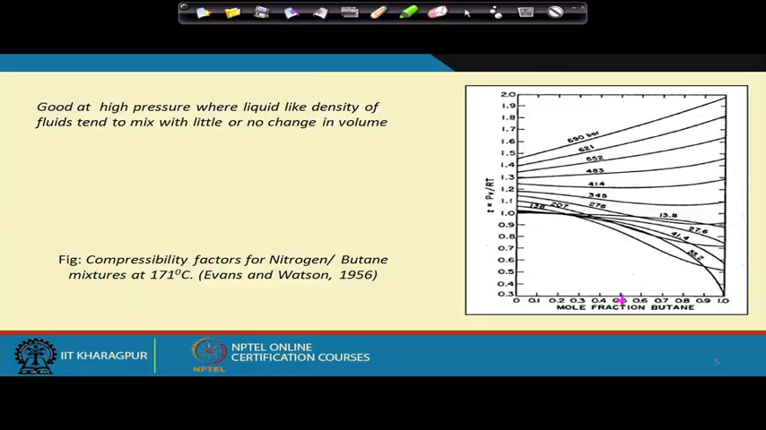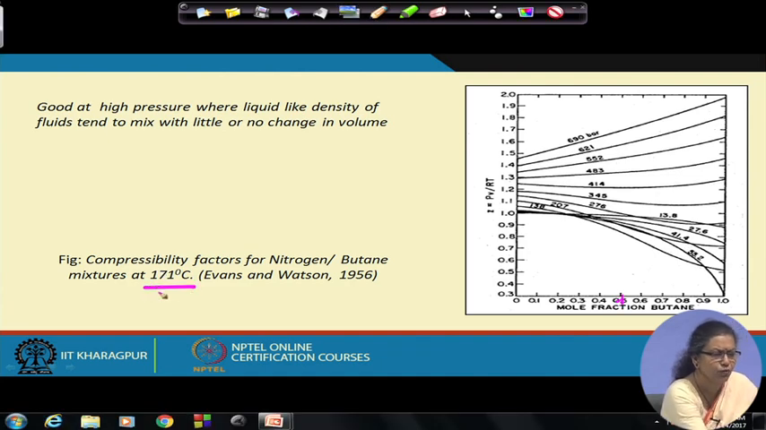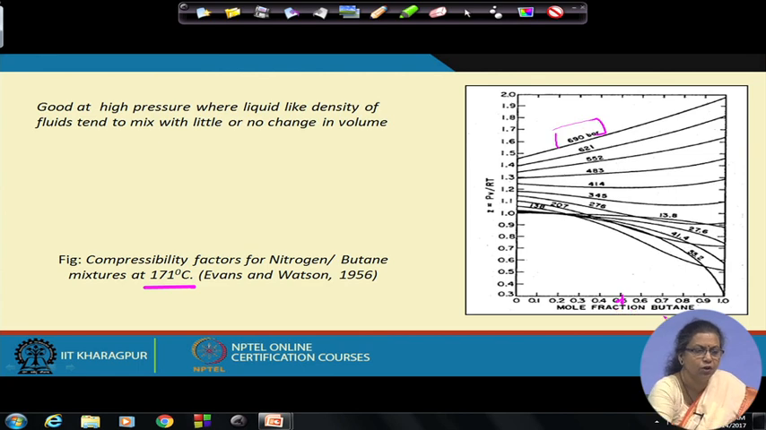Although at first thought it seems to be correct, at second thought we are reminded that this is not always correct. Why? If you observe this graph, what do we see? This is a compressibility factor chart for a nitrogen-butane mixture at 171 degrees centigrade. What do we find? At 690 bar, more or less, we find that it is a linear function. So, we are tempted to think that at 690 bar we can use the Lewis rule, because under this particular condition V_i is a linear function of mole fraction.